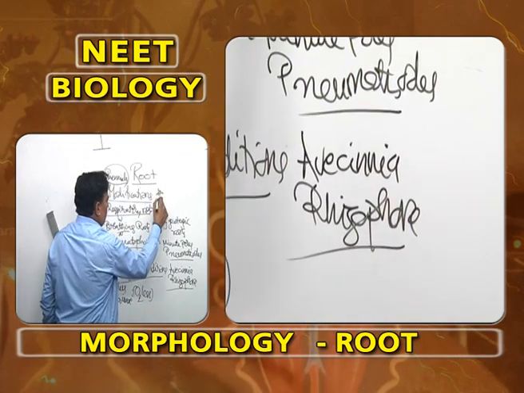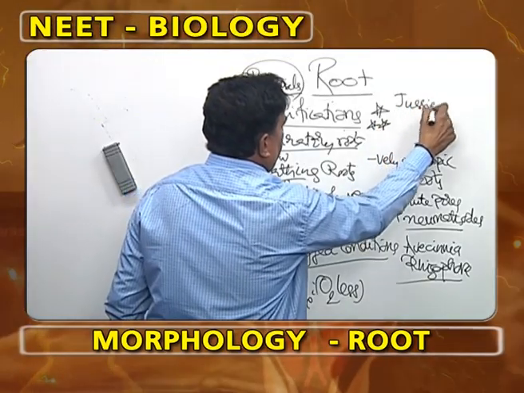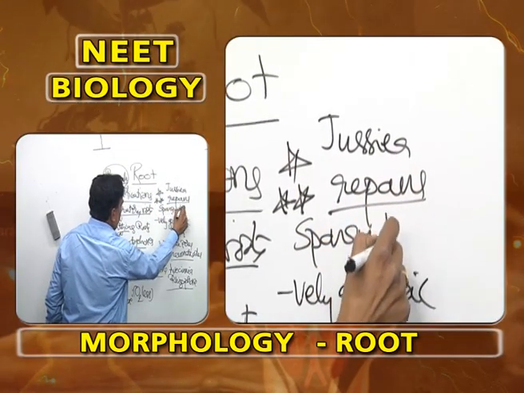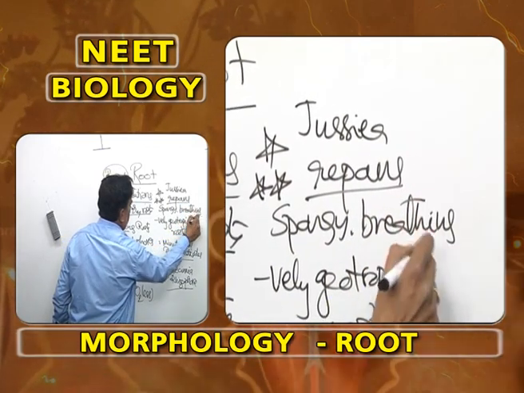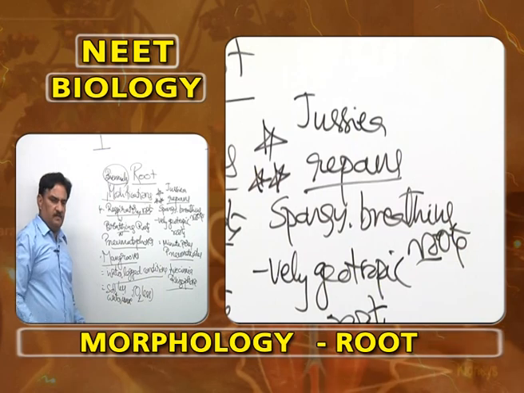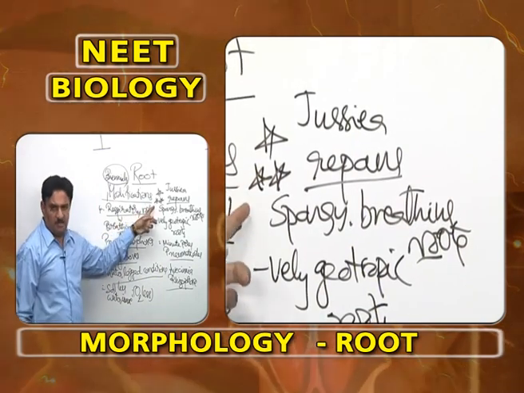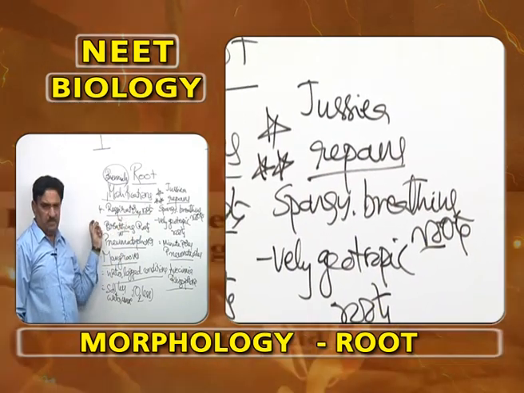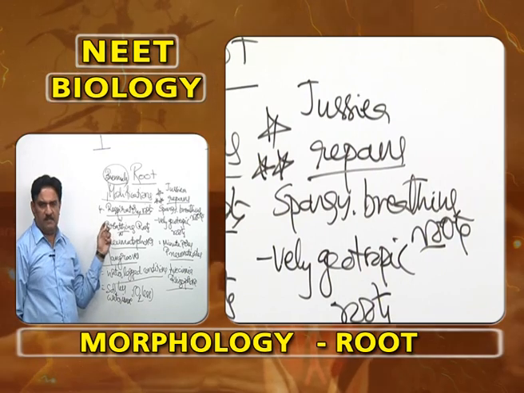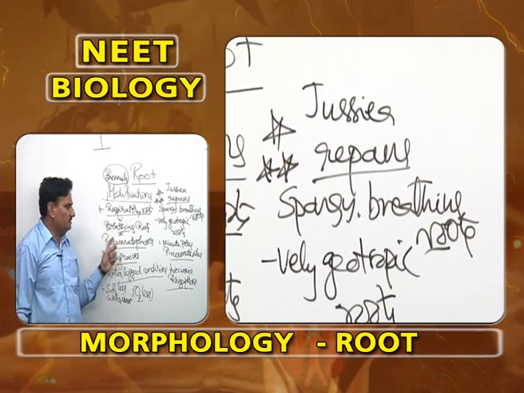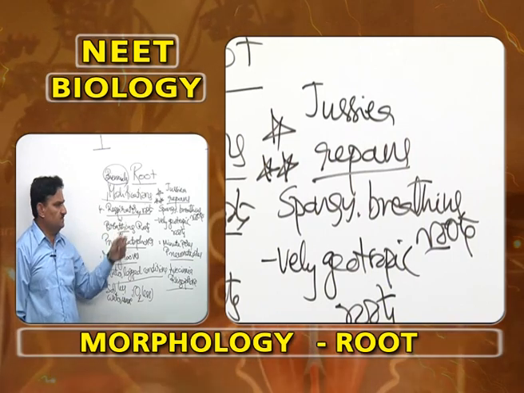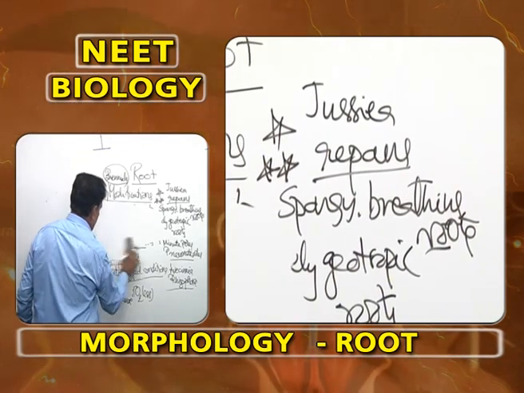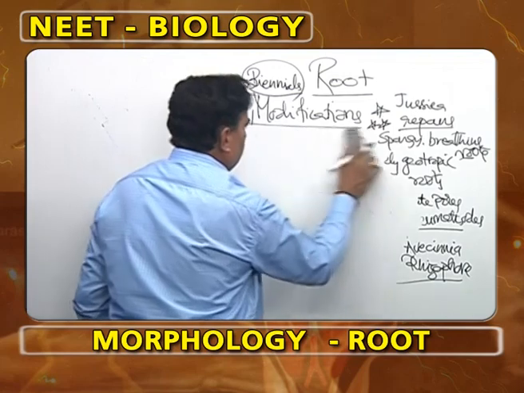One important bit is there is an aquatic plant by name Jussiaea repens. This Jussiaea repens shows special spongy breathing roots. In addition to normal adventitious roots, this plant also shows special spongy breathing roots. So, name an aquatic plant with both adventitious normal roots and special spongy breathing roots: Jussiaea repens. This is about the fourth special type of root modification, that is respiratory roots.